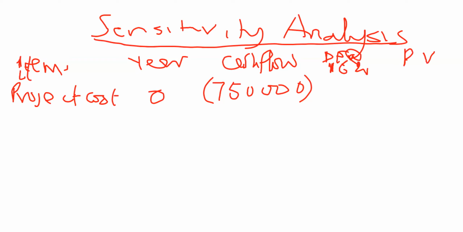So this one is sales. Sales revenue from year 1 to 6, agreed? Production costs.